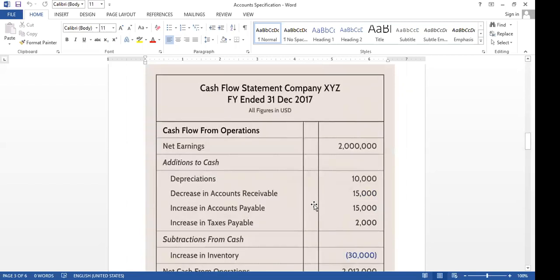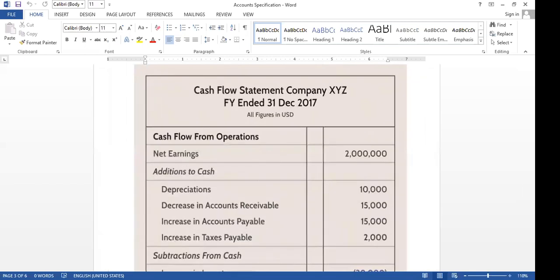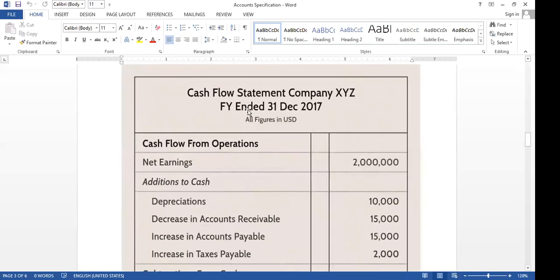This is the specification of the cash flow statement. Firstly, we write the company's name. Cash flow statement, company XYZ. And secondly, we write the date. Cash flow statement, year ended 31st March 2017. Firstly, we write the name, and secondly, we write the period we are preparing the financial statement for.